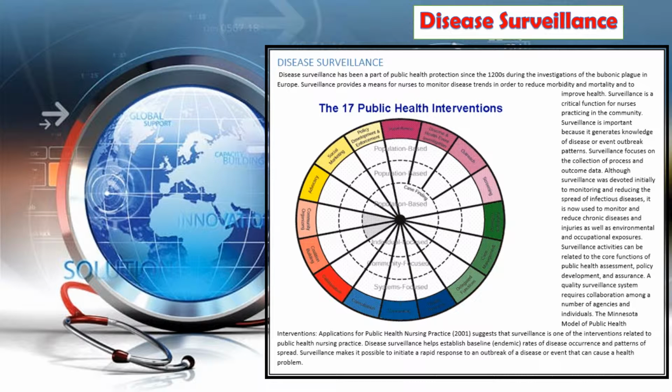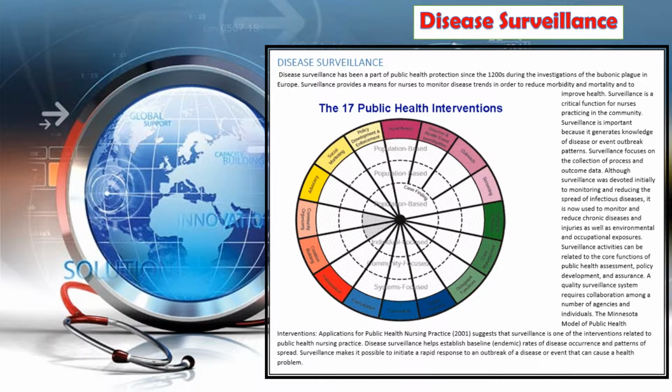Surveillance focuses on the collection of process and outcome data. So you're looking at data. Although surveillance was devoted initially to monitoring and reducing the spread of infectious diseases, it is now used to monitor and reduce chronic diseases, injuries, and environmental and occupational exposures. So the term surveillance in public health has grown to include these four things. We're no longer just looking at monitoring and reducing the spread of an infection. We're also monitoring and reducing the rates of chronic diseases, looking at injury rates and trying to decrease those, and looking at environmental and occupational exposures and trying to reduce those.